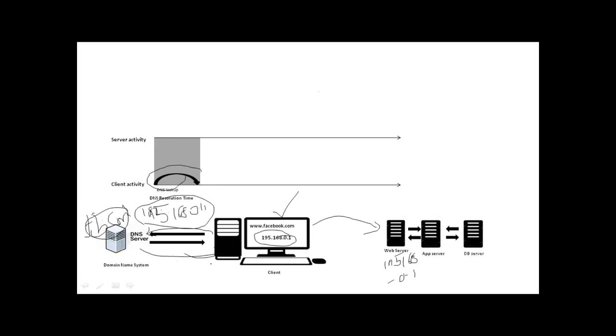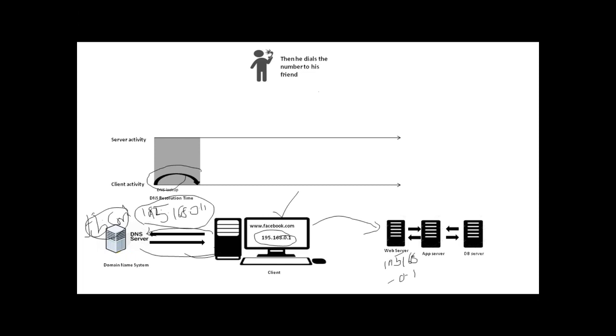So then definitely there's some time it takes for the client to send the request to the DNS server, and for the DNS server to respond back with the IP address. That time is nothing but the DNS resolution time. What is the time then? DNS resolution time. You are doing a DNS lookup. You're looking up what? The IP address. IP address of what? The web server of Facebook in this case. So the time taken for you to get the IP address is called the DNS resolution time.